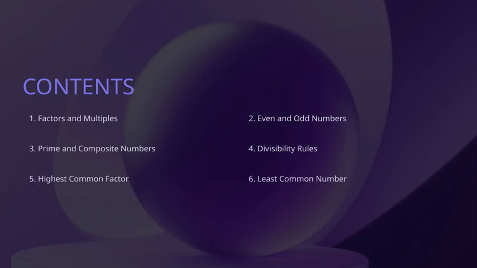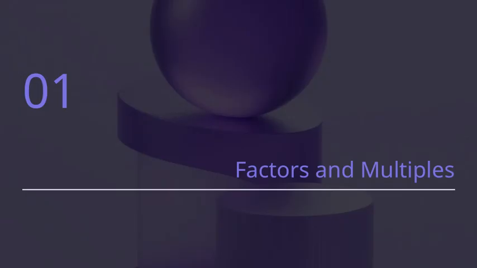Next, we'll discuss the highest common factor, which helps us find the greatest number that divides two or more numbers evenly. Following that, we'll look at even and odd numbers, a basic but important classification of integers. After that, we'll go over divisibility rules, which are handy tricks to quickly determine if one number can be divided by another without a remainder. Finally, we'll explore the least common multiple, which is the smallest number that is a multiple of two or more numbers. Throughout this presentation, you'll see how all these concepts connect and build a strong foundation for understanding the mathematics of numbers.